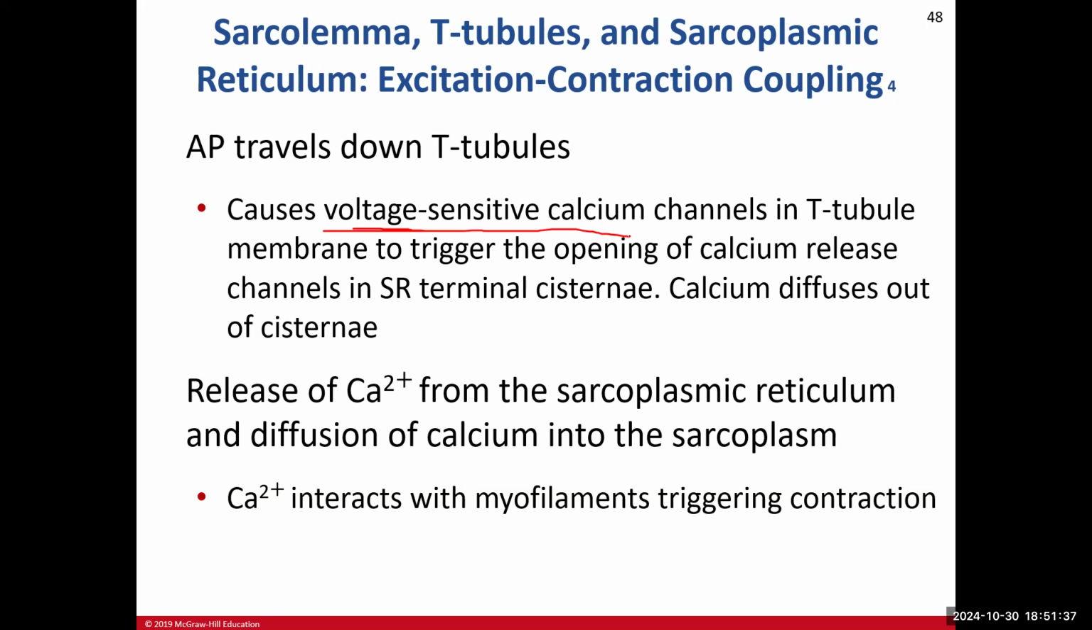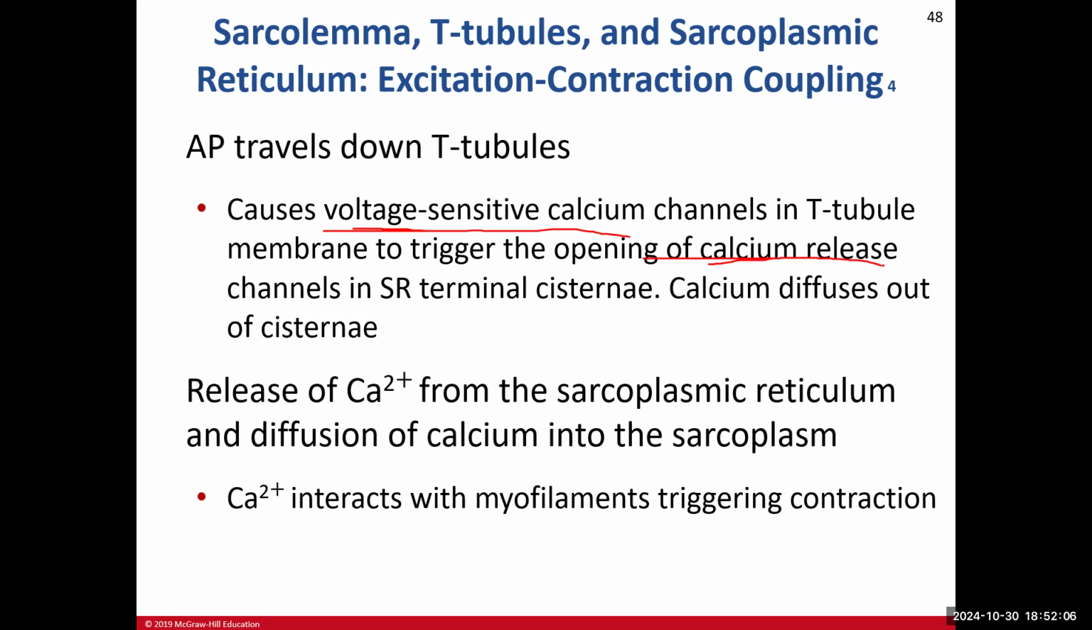And so they're going to open on the terminal cisterna of the sarcoplasmic reticulum, the opening of calcium release channels. And I love how they named these channels, calcium release channels. They're telling you exactly what they do. They release calcium out of the sarcoplasmic terminal cisterna into your sarcoplasm. That's where the actin and myosin are residing.